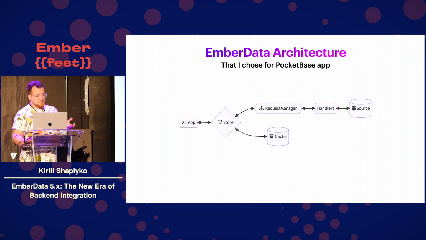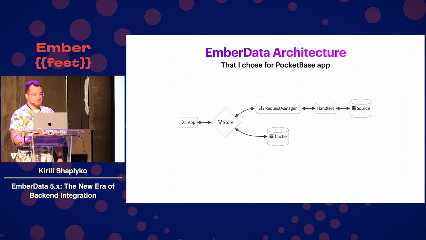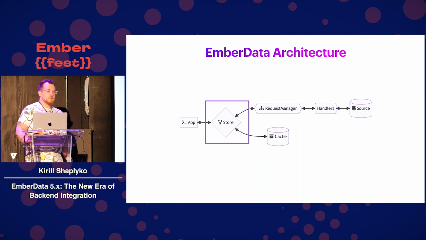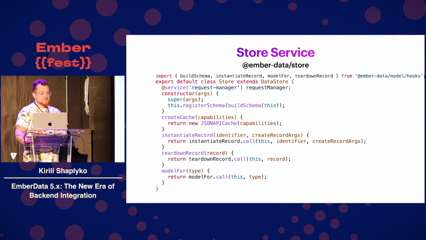So you have a store, you have a cache attached to it, you have the request manager configured, and there are some default handlers that make a request to the database and get the data for you. So let's look closely at the store service, right? Here is an example of the store service. The main point here is you have the request manager service. You register the schema. The schema comes from EmberData models that you have in the application. So we just use the hooks from the EmberData model hooks and register the schema: instantiate record, teardown record, modelFor. This all comes from the EmberData model hooks.